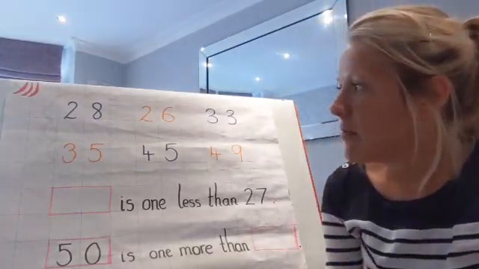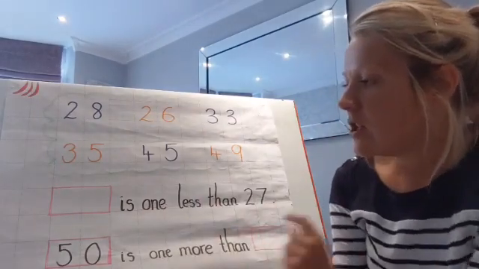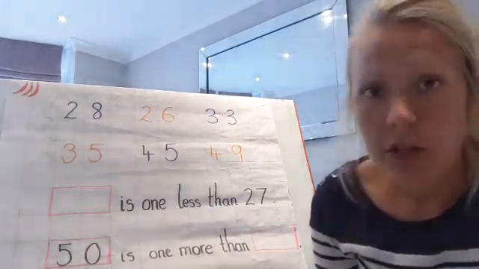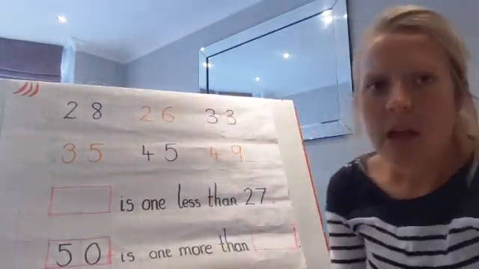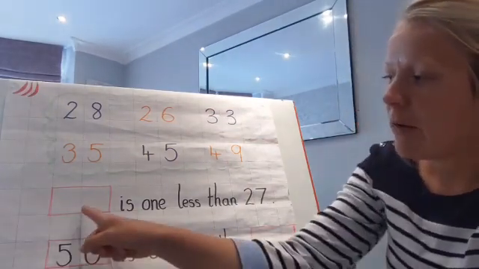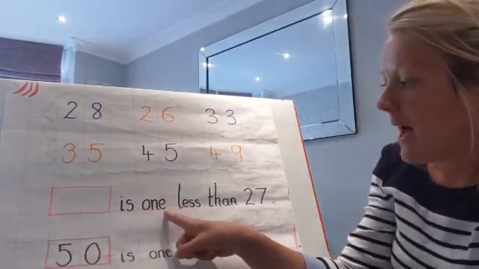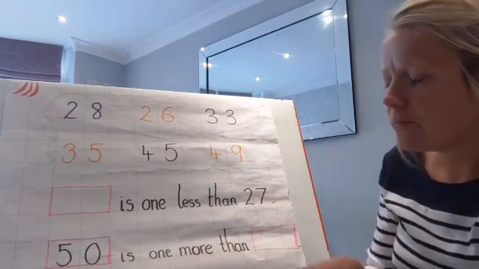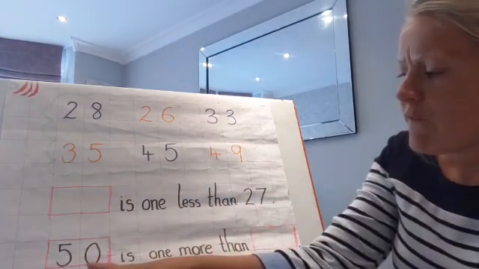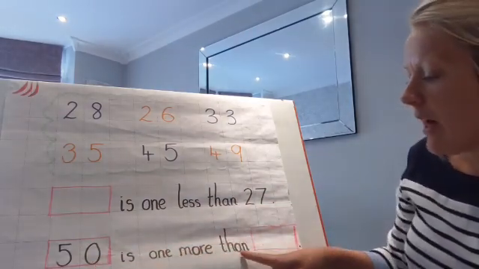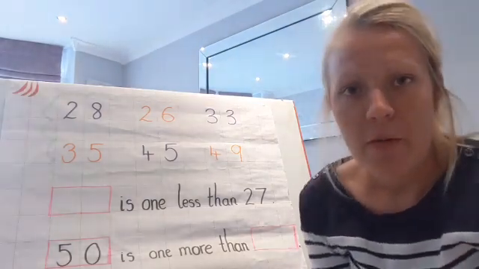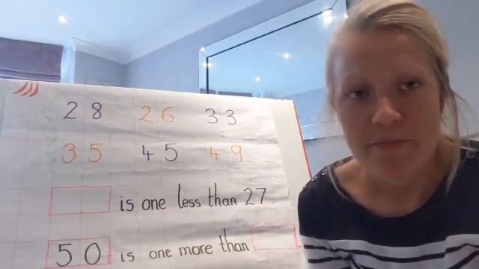Finally, chili number 3 is this challenge just here, and you've got to fill in the missing gaps. You can use these numbers here to help you, so feel free to pause the video while you have a go at finding out what number is 1 less than 27, and 50 is 1 more than. You've also got to see if you can fill in the gaps. Pause the video while you try chili 3.